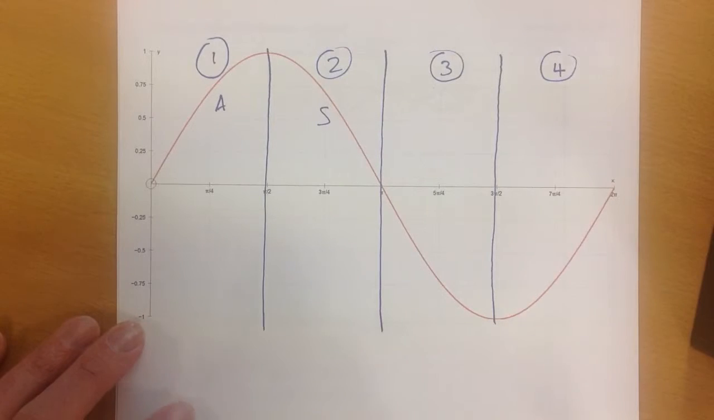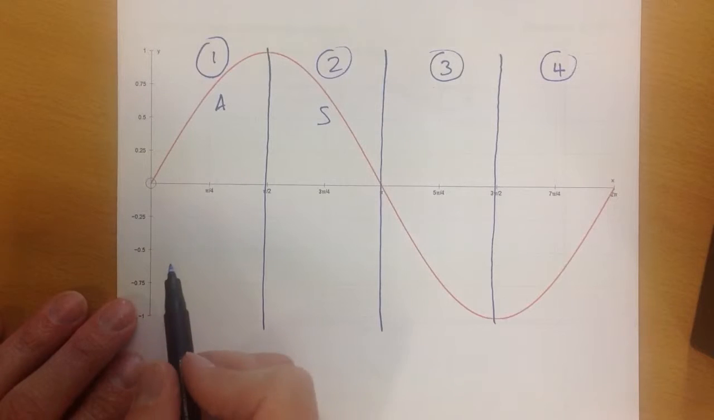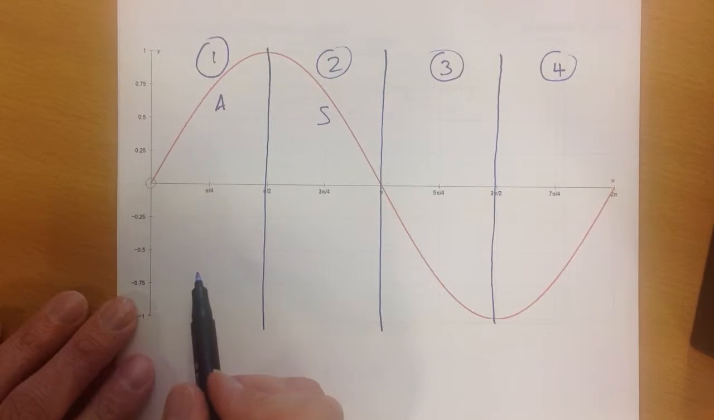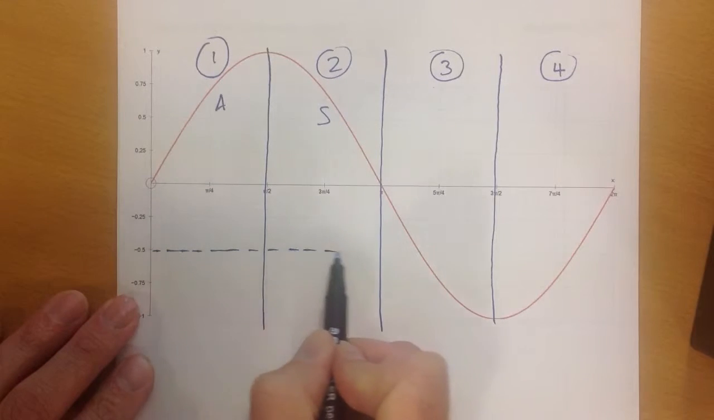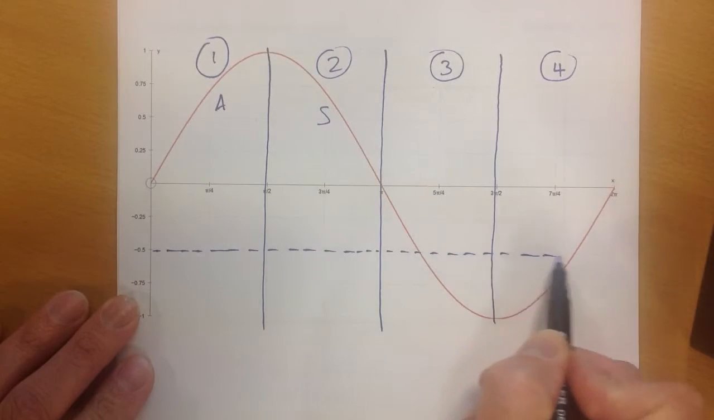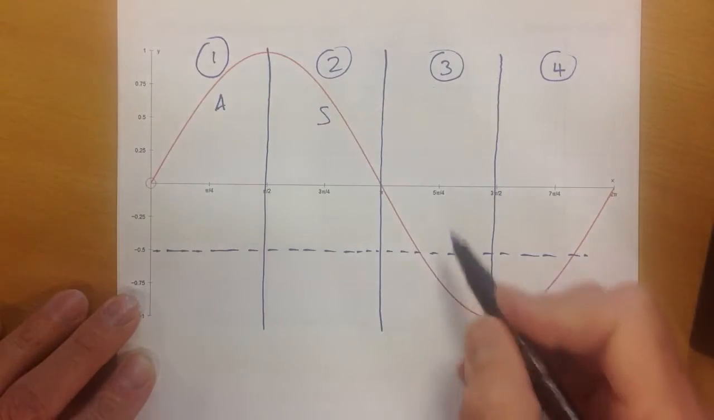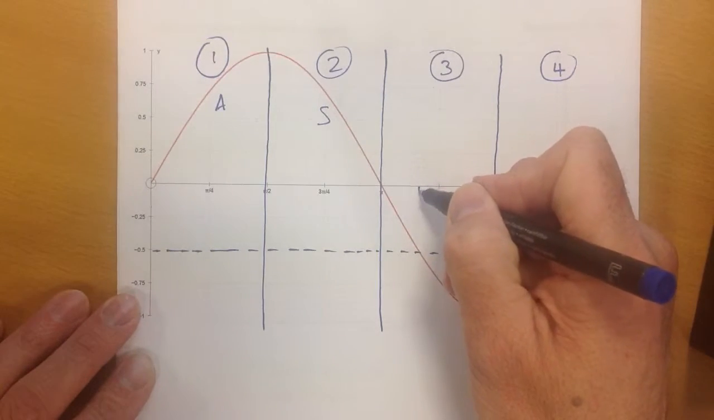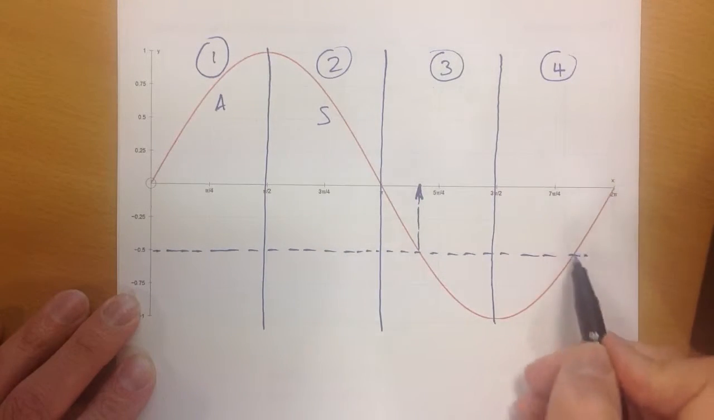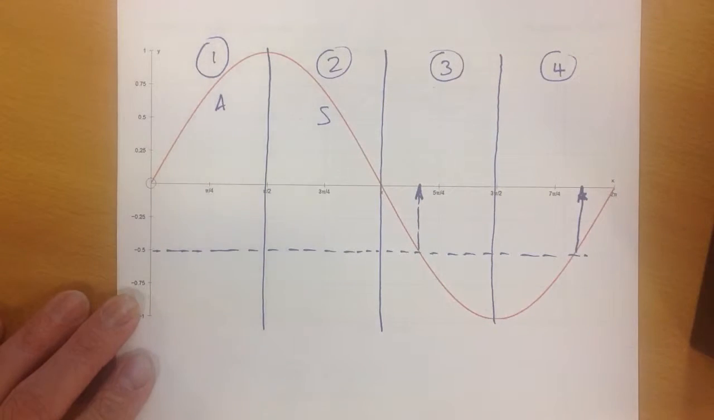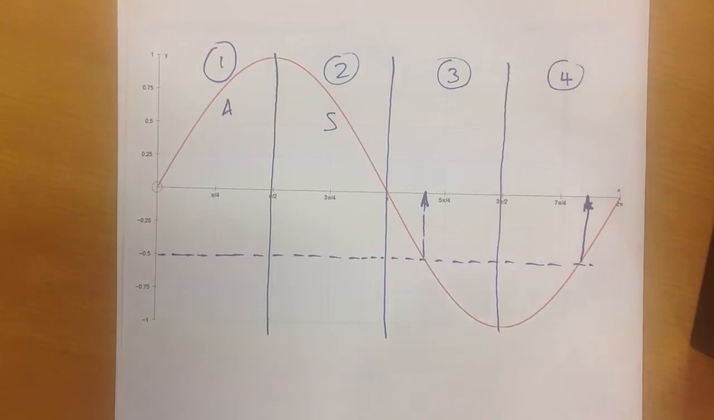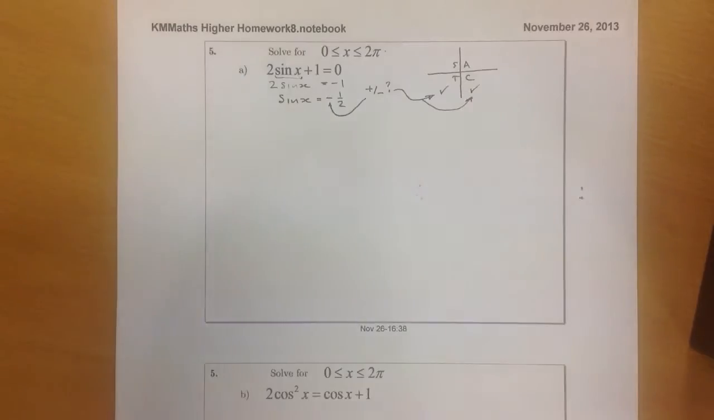What the question is asking me to do is to look at the value where sine x is equal to minus a half. So I'm really interested in where that line cuts the curve. It cuts the curve there. So for an x value, I'm looking for one value to come out there and the other value to come out here. So I'm looking for two answers that are going to come out of this question. Okay, that's it explained from a graphical point of view.